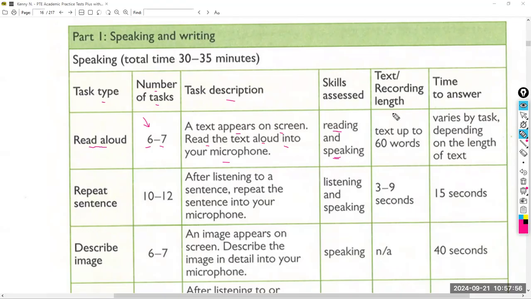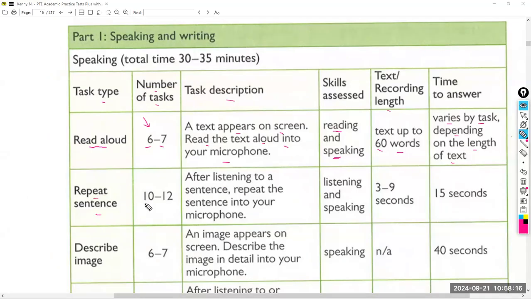Okay. Now, the length is about 60 words. Now, the time, to be honest, varies by task. It depends on the length of the text. Okay. After that, the next task is about repeating a sentence.